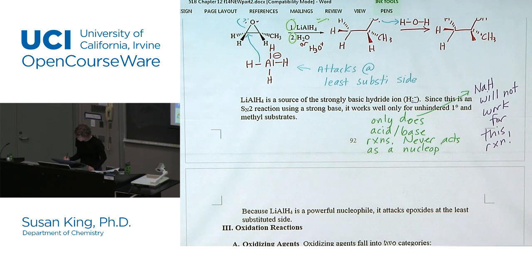To do substitution reactions. You could actually categorize an acid-base reaction as it's acting as a nucleophile, but it doesn't. It only does Bronsted. Let's clarify that. Bronsted acid-base reactions. It never acts as a nucleophile to do substitution. Substitution reactions. Okay, so something to keep in mind about sodium hydride. Questions so far? Anybody?